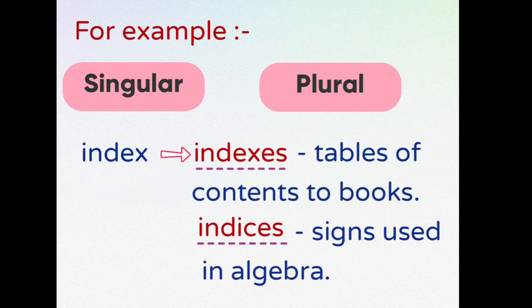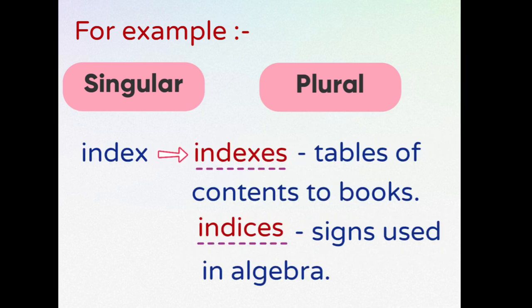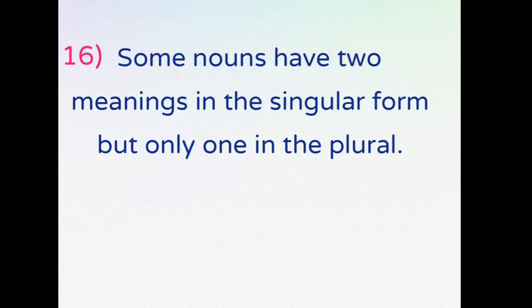Another example, like index, has two plural forms, indexes and indices, where indexes means tables of contents to books and indices means signs used in algebra. I have tried to make this video in a simplified way to make you understand thoroughly and you do not get confused. I hope you are understanding it.